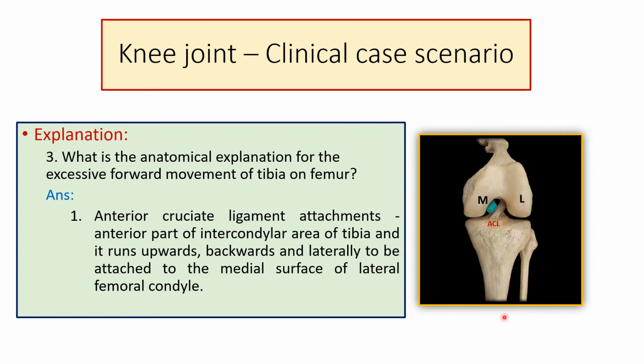If you see this anterior cruciate ligament, it is attached to the anterior part of the intercondylar area of tibia. This is the anterior surface of tibia. So it extends from the anterior part of the intercondylar area between the two condyles of the tibia and runs upwards, backwards and laterally, and it is attached to the medial surface of the lateral femoral condyle. This is the lateral femoral condyle. So that is the attachment of the anterior cruciate ligament.